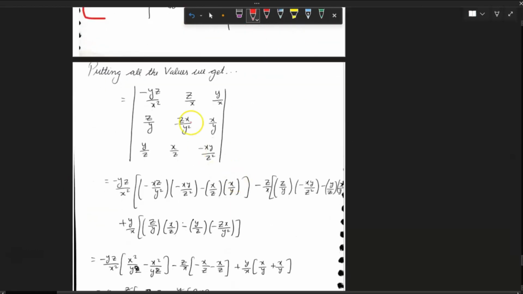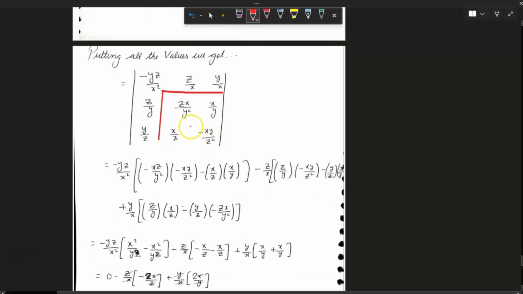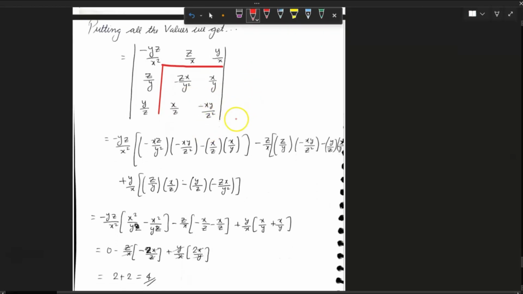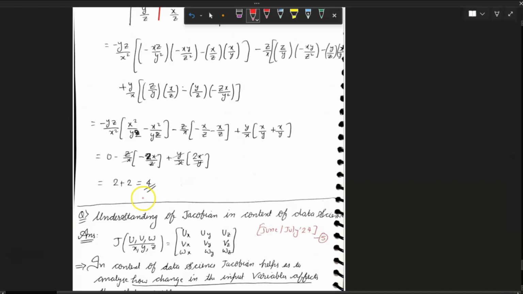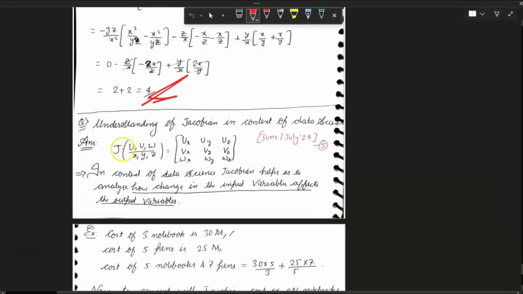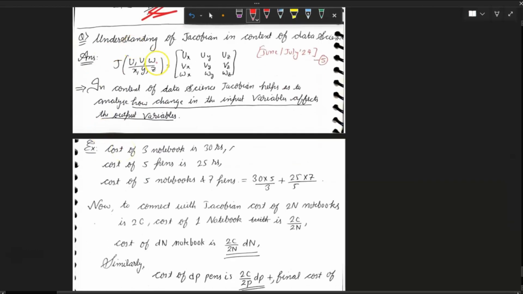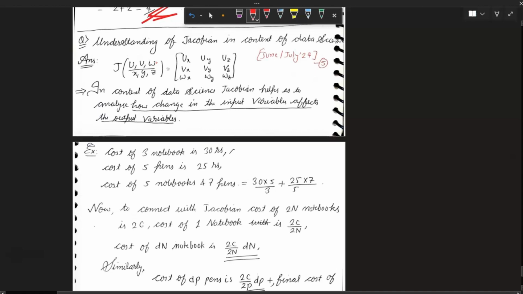After getting the answer, you just simplify it by taking this row and this column and this row as constant, and just find the matrices by the traditional method. You will get the final result. You will be getting 4. Now let's move to the next. This is an important question which might come in the exam.